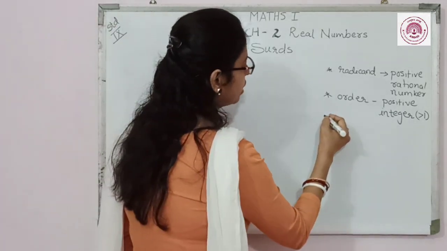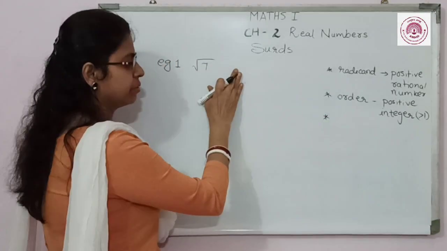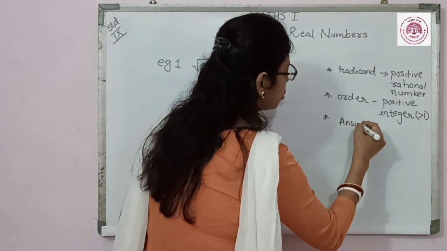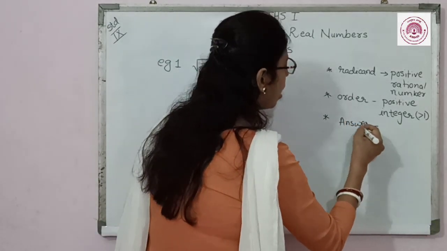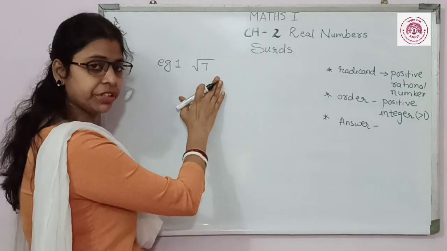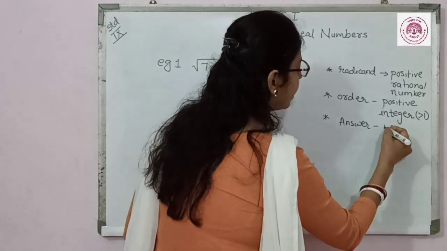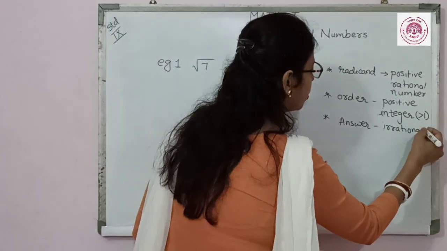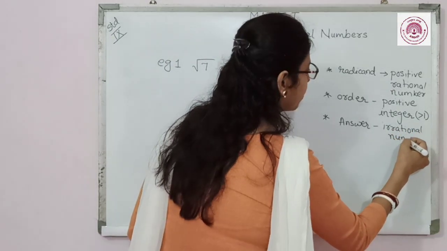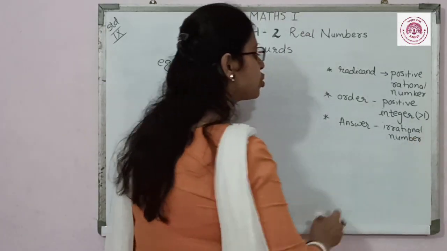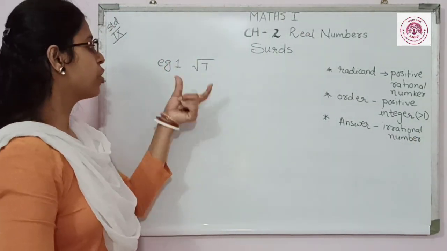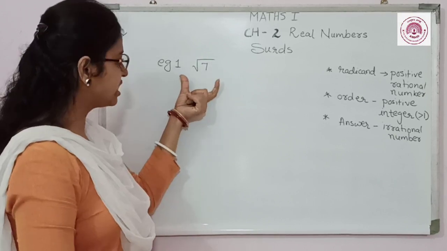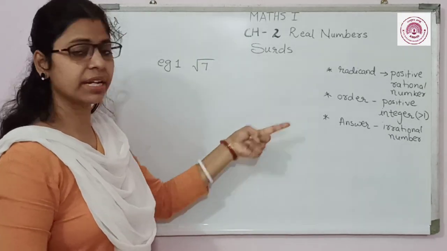And the third condition is the answer. The answer or the result of this should be an irrational number. So these are the three conditions which should be satisfied for a number to be a surd. Let's check one by one with all these conditions.